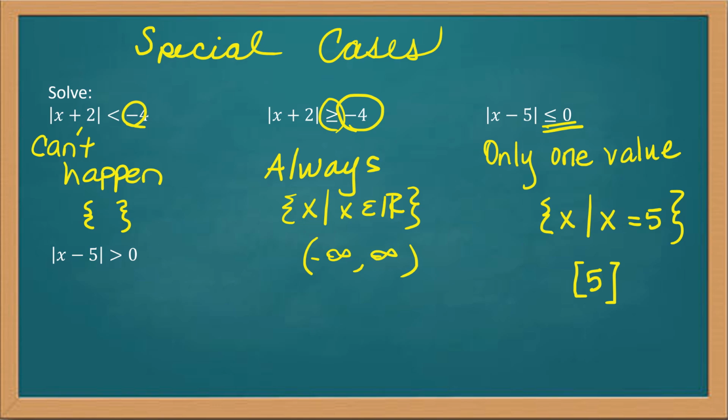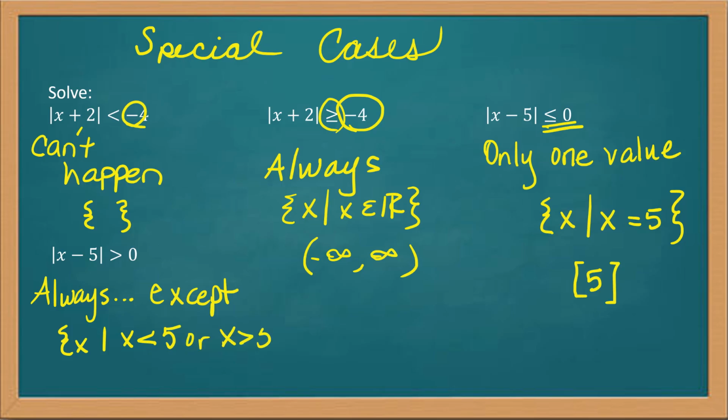Okay, then this next one, you have the absolute value of x minus 5 is greater than 0. Well, that's almost always going to be true, except for one situation. It could be equal to 0. In that case, it wouldn't be greater. So every single number in the universe except 5 is a solution to that last one. So this is always true for every x value except when x is equal to 5. In that case, it's not greater than 0 because it's equal to 0. So this would be all x such that x is less than 5 or x is greater than 5.